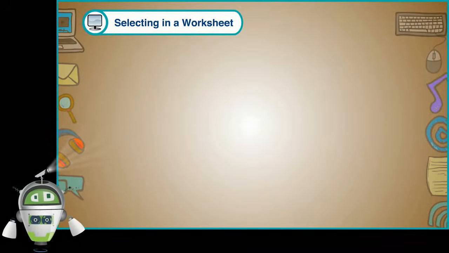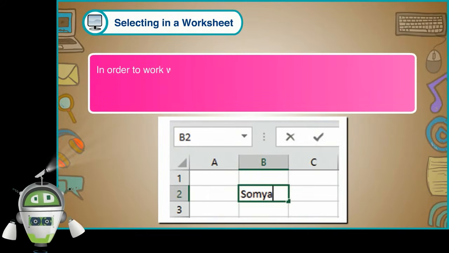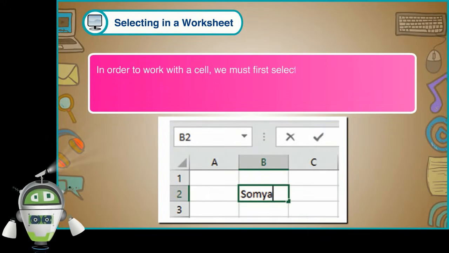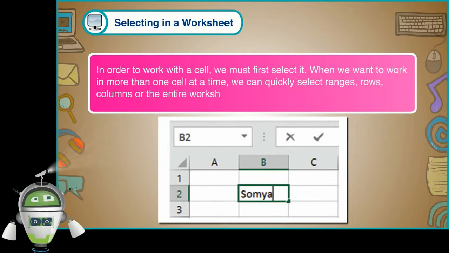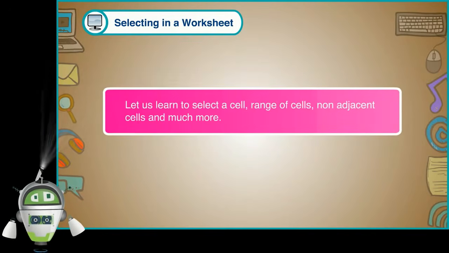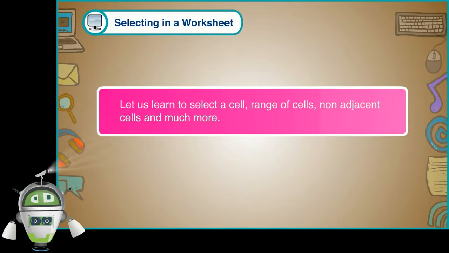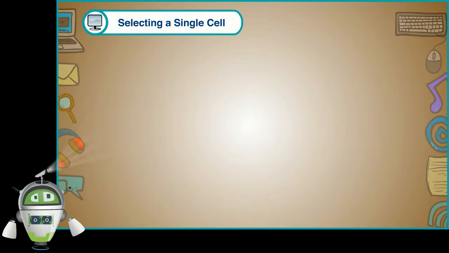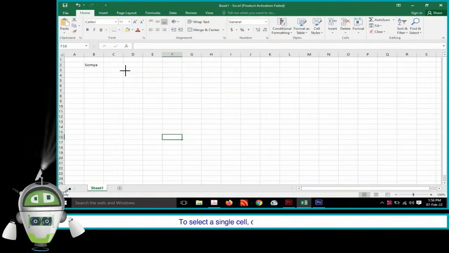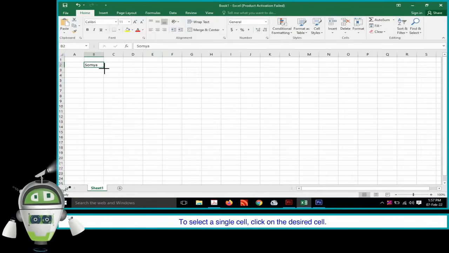Selecting in a worksheet. In order to work with a cell, we must first select it. When we want to work in more than one cell at a time, we can quickly select ranges, rows, columns, or the entire worksheet. Let us learn to select a cell, range of cells, non-adjacent cells, and much more. Selecting a single cell. To select a single cell, click on the desired cell.